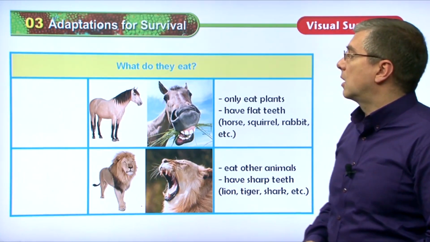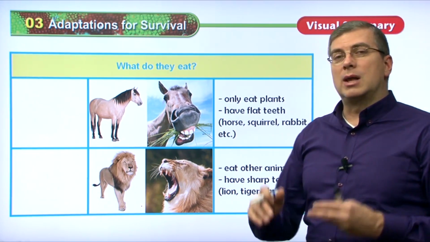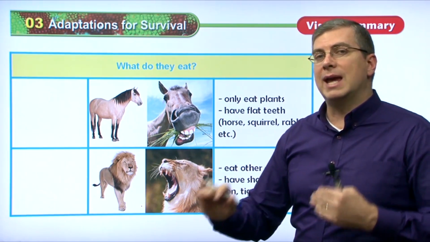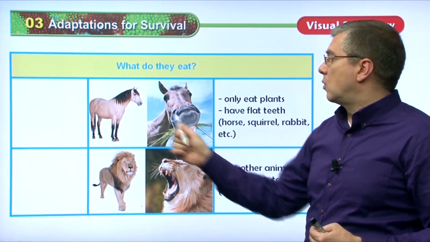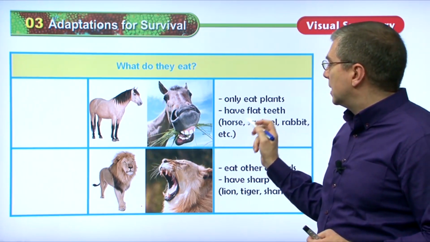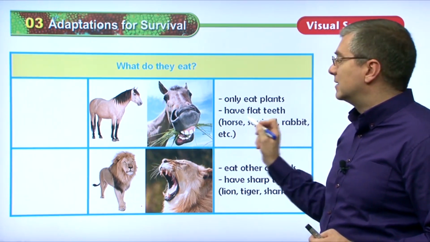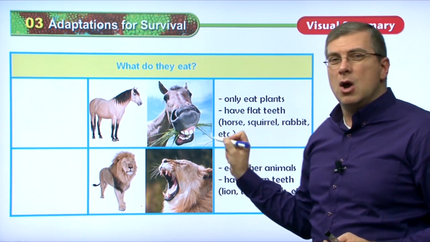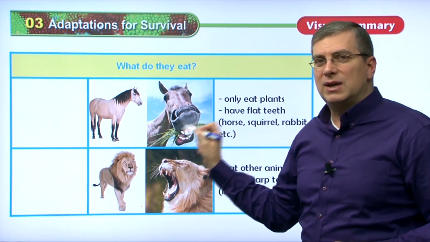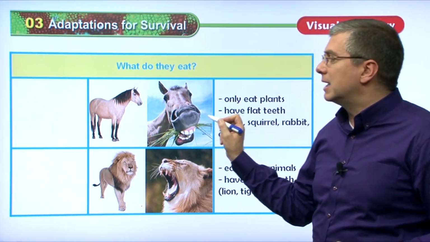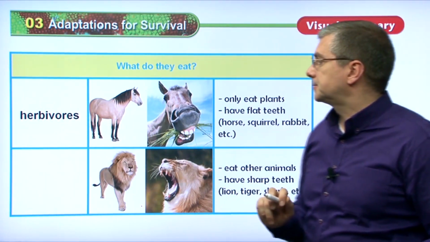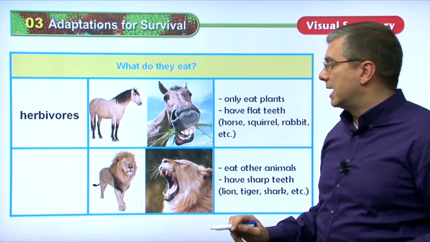Okay, let's move on to our chart here. Remember, we're classifying animals into two main groups by what they eat. Over here we have a picture of a horse. Animals like horses have flat teeth because they only eat plants. Examples, horse, squirrel, and rabbit. What classification do we put this animal in? This animal is an herbivore. These animals are herbivores.